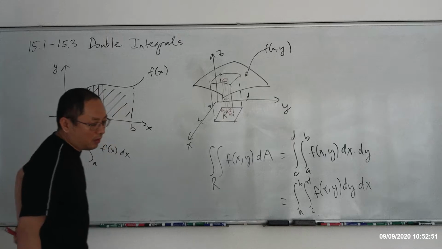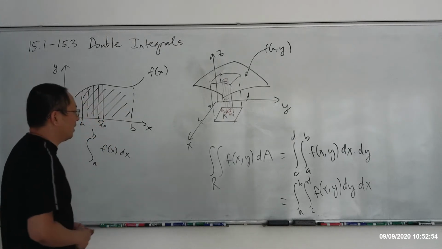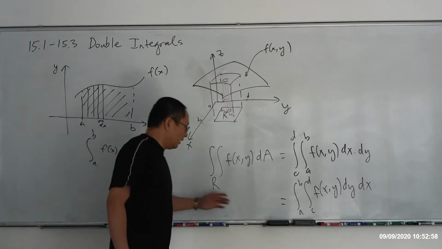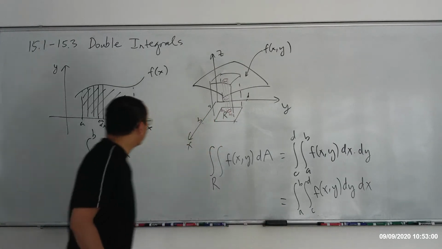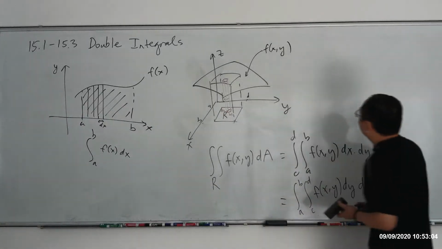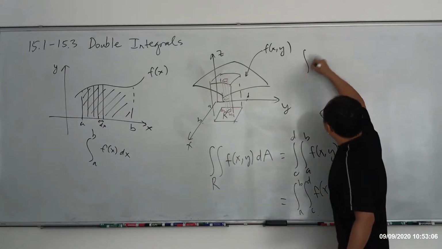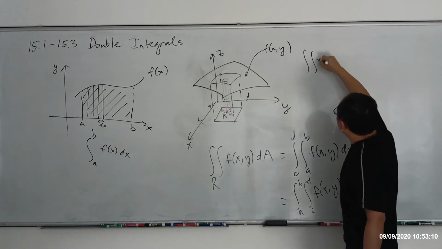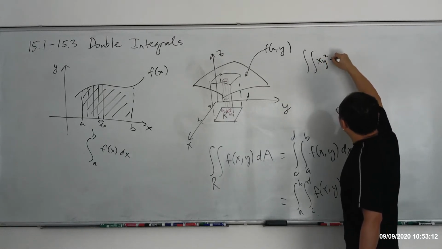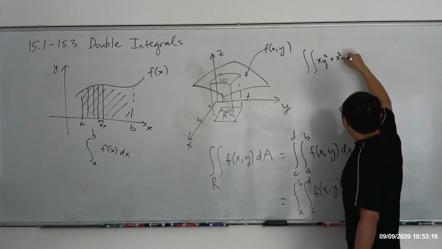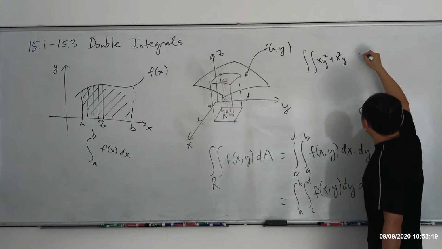And let me show you how to actually calculate this definite integral, the double integral, with the boundary. So for example, let me write it here. The double integral of x y squared plus x squared y. Let's make it easy.